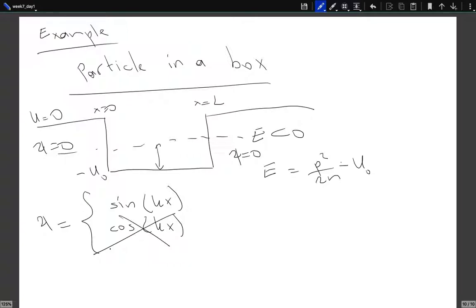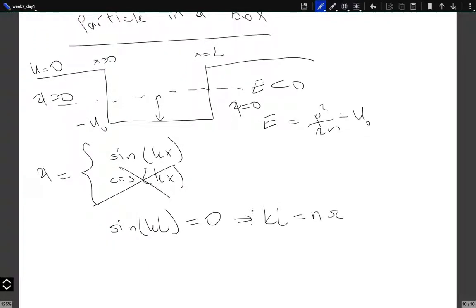Secondly, I know that here my wave function has to be also 0, because just on the other side of that wall it is 0, so just on this side it should also be 0. But that tells me that sine k times L should be 0, or k times L has to be equal to an integer multiple of pi, which tells me that k should be equal to an integer multiple of pi over L.